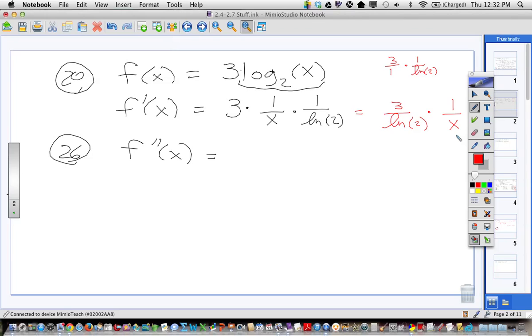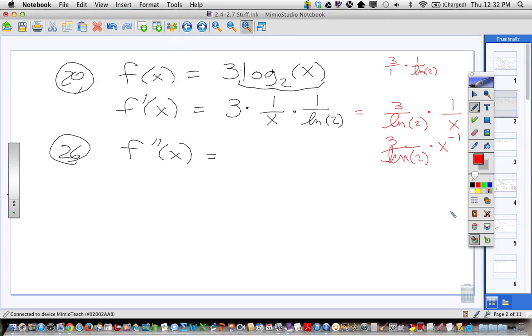Okay, now when I look at doing the derivative of this, does this match any of my rules? What do I need that to look like? X to the negative 1. So I really should rearrange it a little more. I should make this 3 over ln 2 times x to the negative 1. Okay, so now I'm ready to do it.